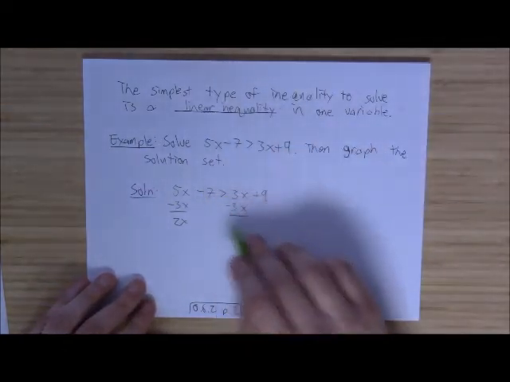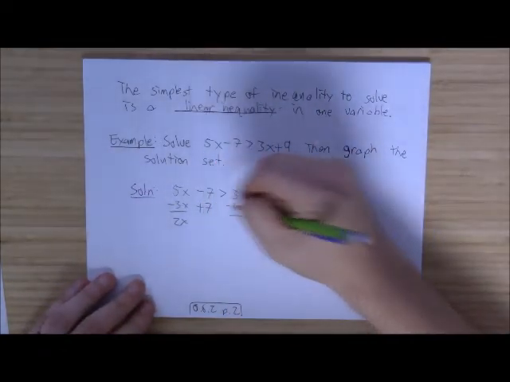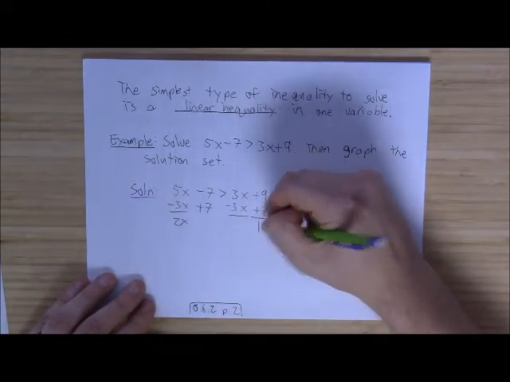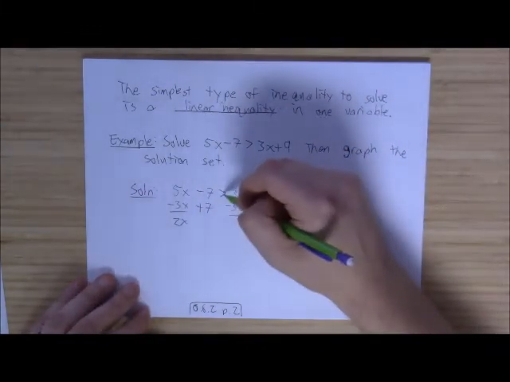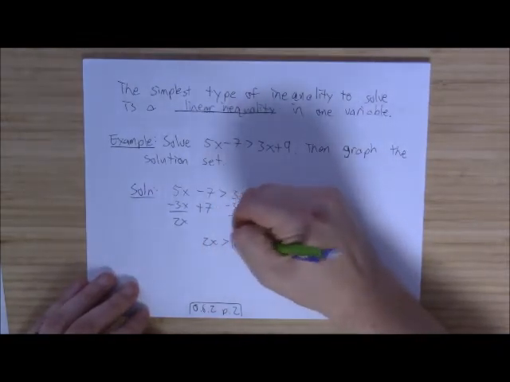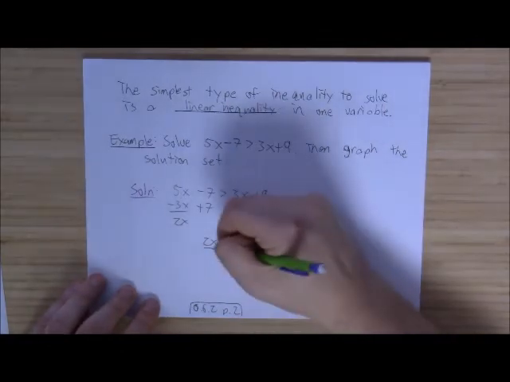We can also take 7 to the other side. So let's add 7 to this side. By doing that, we end up with 16 over there. So, again, the inequality did not change, so we have 2x is greater than 16. Now we want to divide both sides by 2.